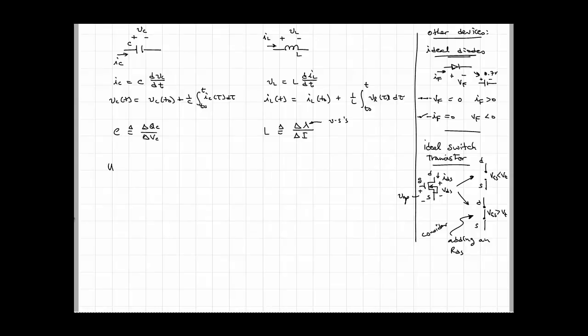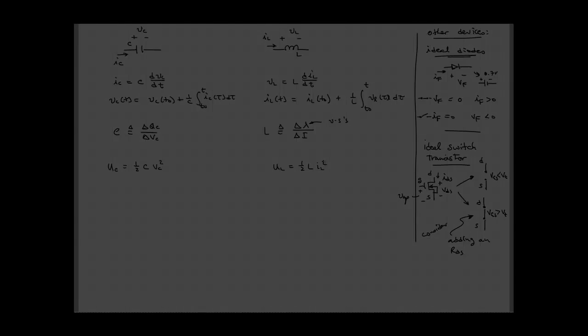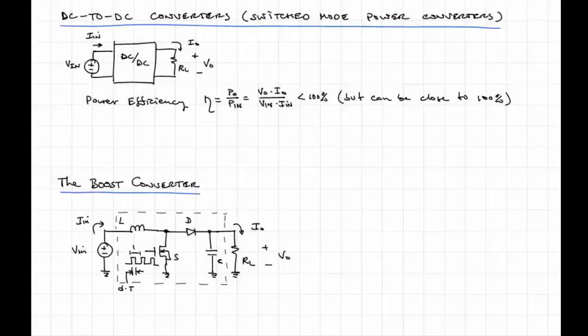Okay, and a couple more things I should mention on the capacitor and the inductor. Energy storage. So the energy stored in a capacitor is going to be equal to 1/2 the capacitance times its voltage squared. And the energy stored in an inductor is going to be equal to 1/2 L times the current squared.